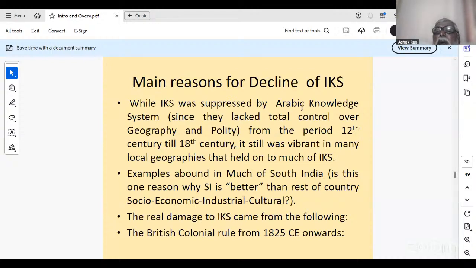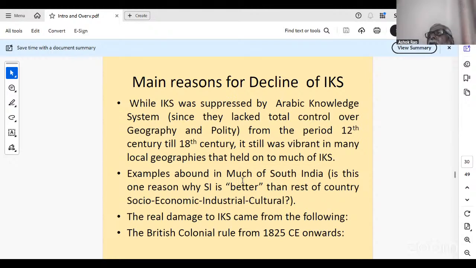Major decline for the Indian knowledge system was that it was completely suppressed by the Arabic knowledge systems from the period 12th century till 18th century. It was highly suppressed. But because it was suppressed, people still maintained it somehow, not explicitly, but within homes. And that's why you will see a large number of marriages in North India only in the night.